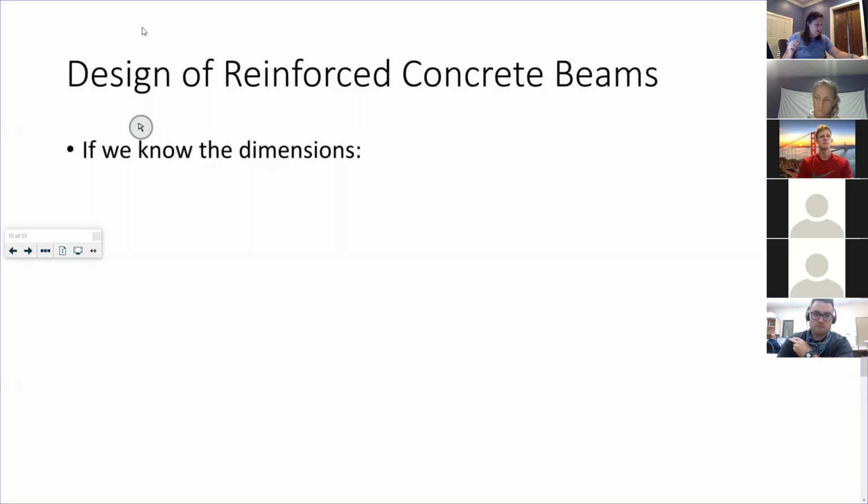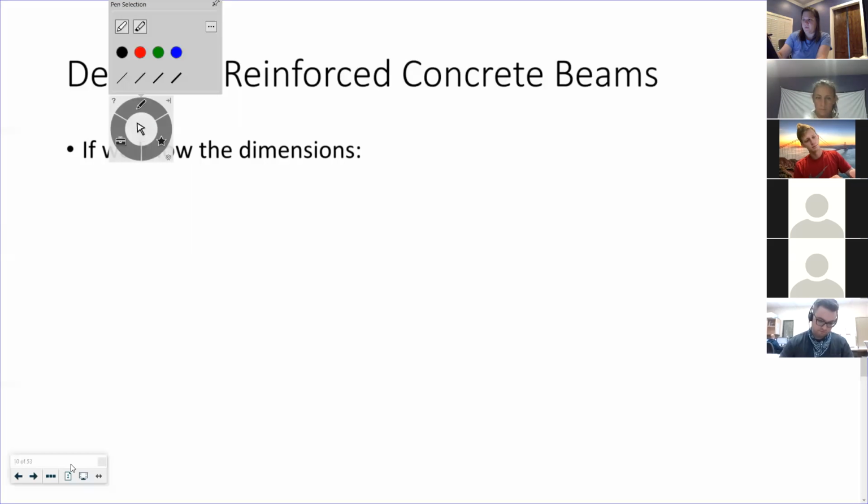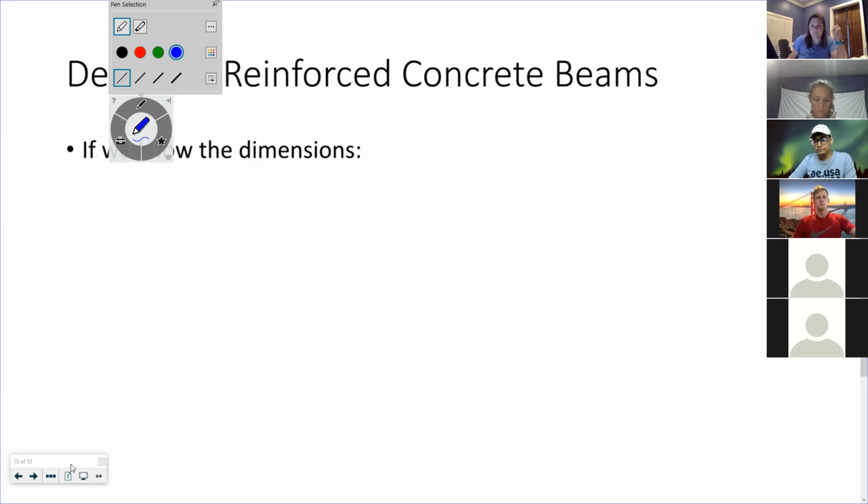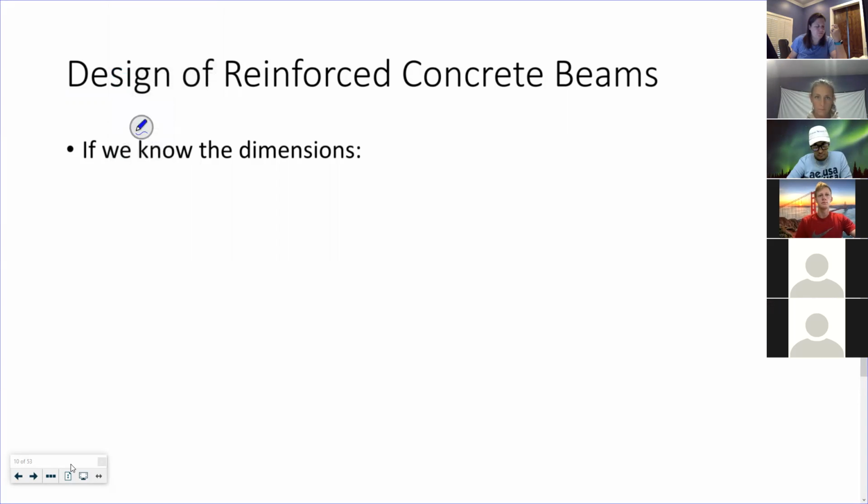The example that I had originally was the one from the book, and it's a T-beam, but let's just start with a regular rectangle. First we can talk about how we do the design. If we know the dimensions, all we have to do is determine the area of steel. If we don't know the dimensions, then we have to develop the dimensions. But we're starting out with, let's say, we already know the dimensions of our beam, and we just have to figure out the steel.